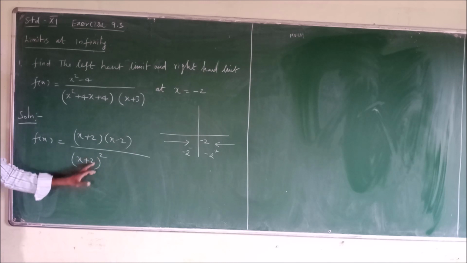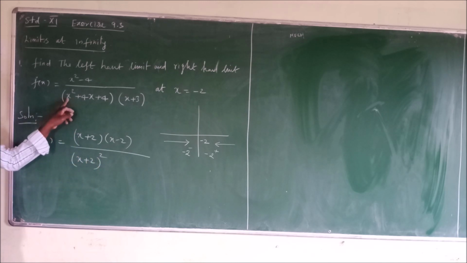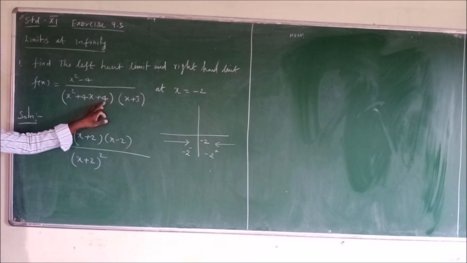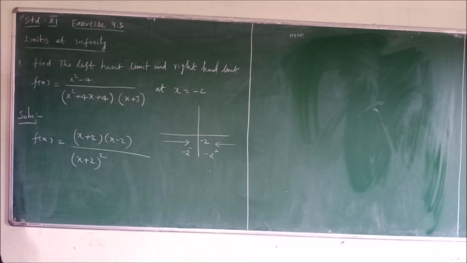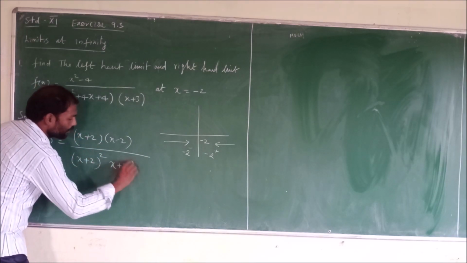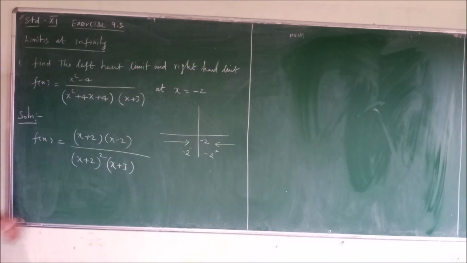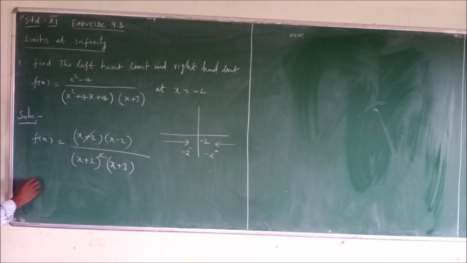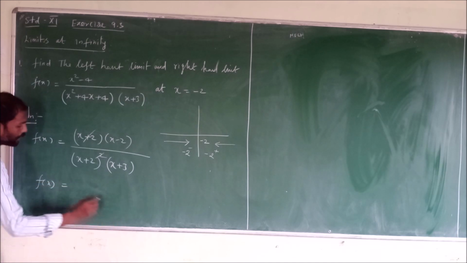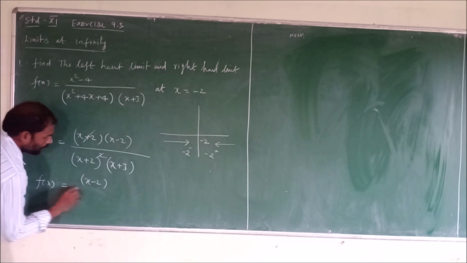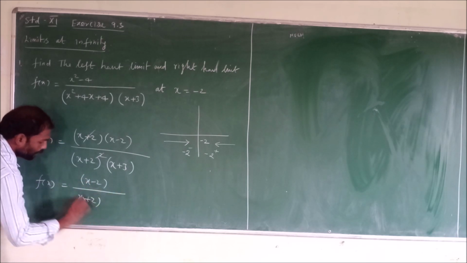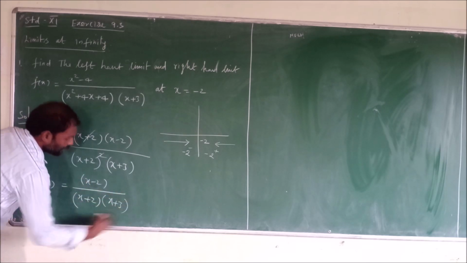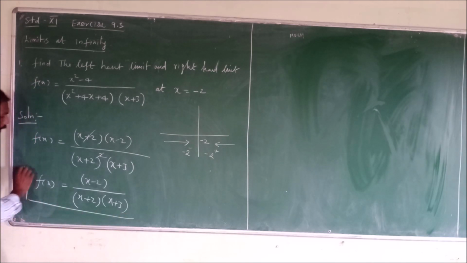Expanding in the a plus b whole square form: a squared is x squared, b squared is 2 squared which is 4, and 2ab is 4x. Then times (x plus 3). Then eliminate the same factor x plus 2. Therefore, the given f of x is changed into (x minus 2) divided by (x plus 2) into (x plus 3).